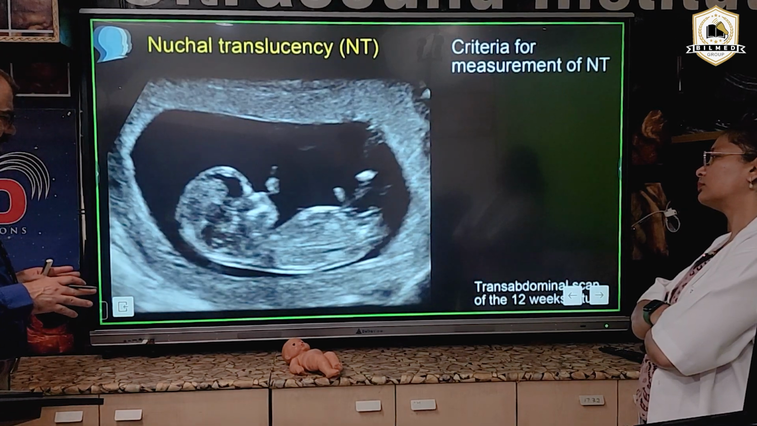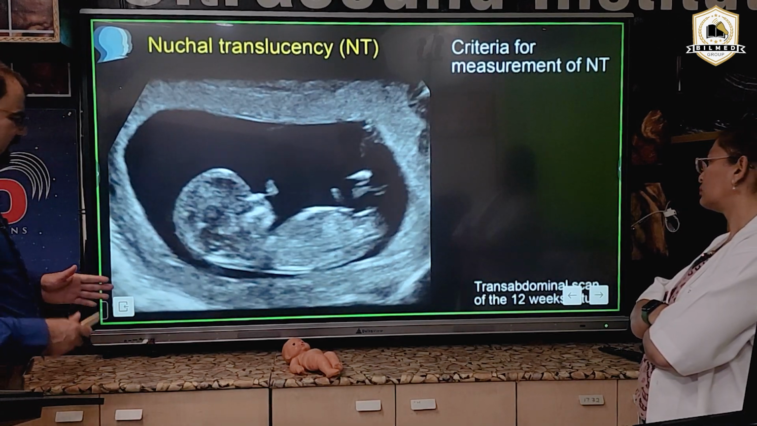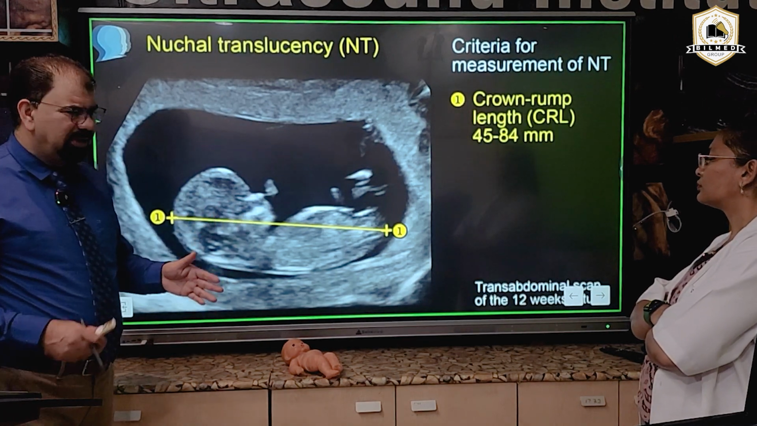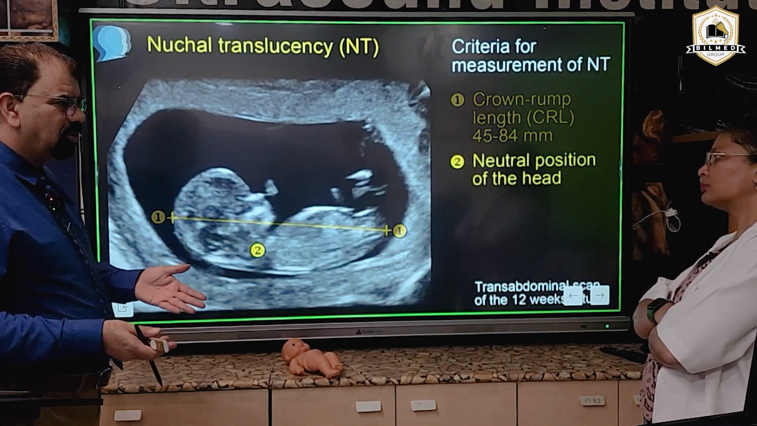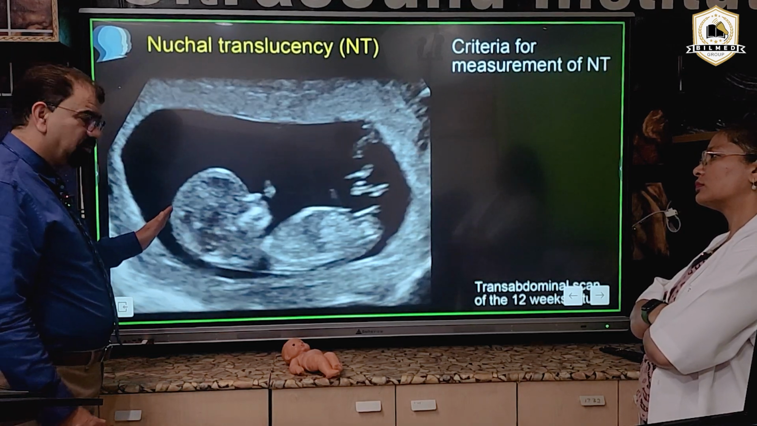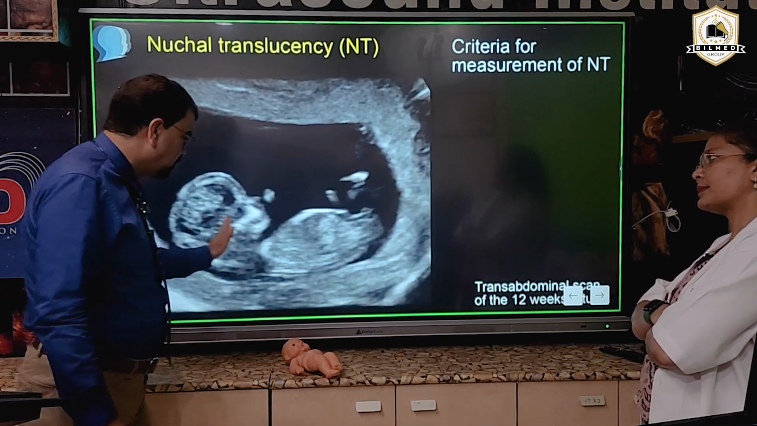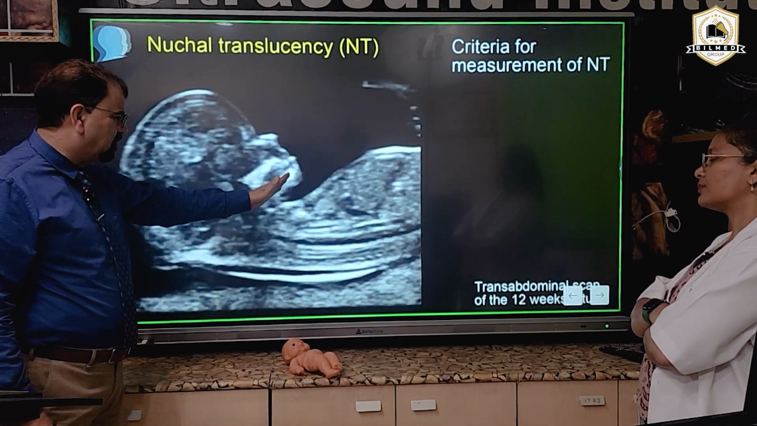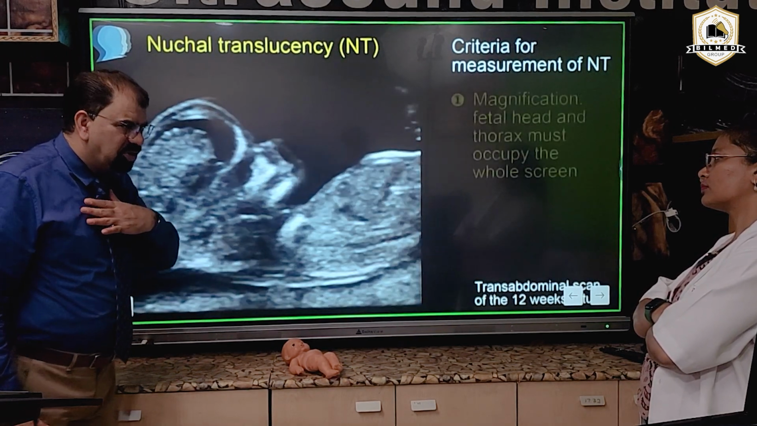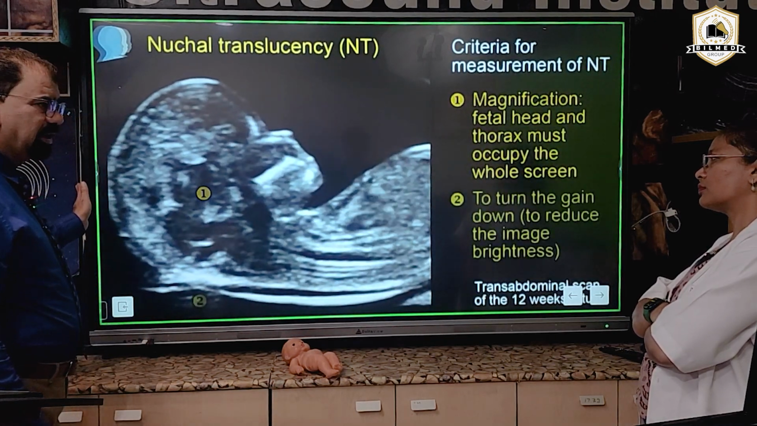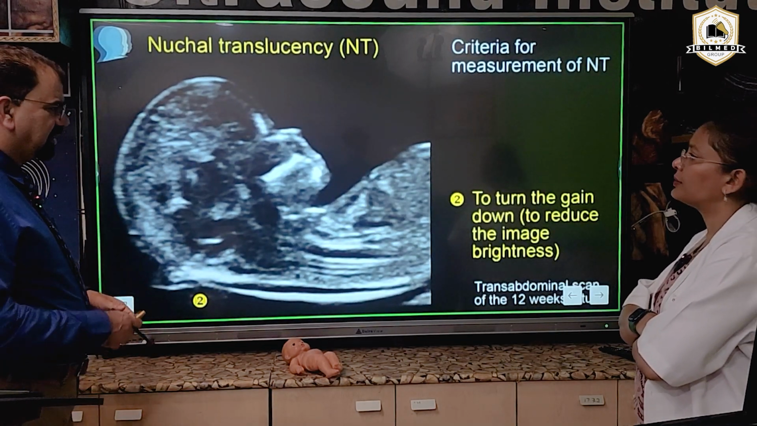Now the criteria for the measurement of NT. The criteria is the crown rump length. Sometimes you have a late conception and you don't know how big the fetus is, so your CRL has to correspond. We have discussed that CRL. Then the neutral position of the head. When I say neutral position, the chin should not be touching the chest, and it should not be in an extended position.